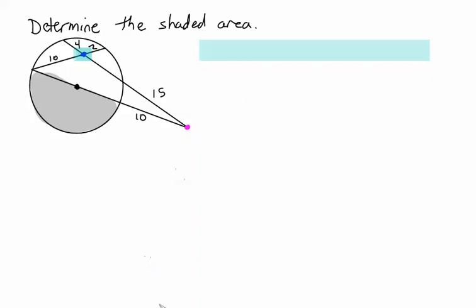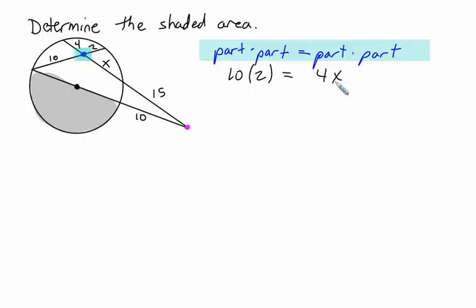And we're going to remember that when chords intersect inside of a circle, the formula is that the part times the part is equal to the part times the part. Now on the one chord, its parts are 10 and 2. So we'll fill that in, 10 times 2. On the other chord, we don't know this portion. Let's call it x. And the two parts will be 4 and x. As we solve for x, 20 is equal to 4x, or x is equal to 5.